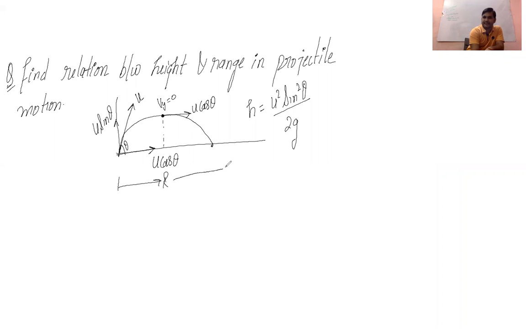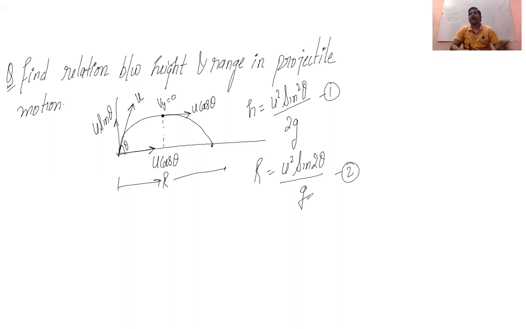we have discussed right now. So this will be your u square sine 2 theta upon g. So this is our first equation, and this is our second equation. They are asking the relation. How we can find out the relation? We'll just divide these, by first divided by second.